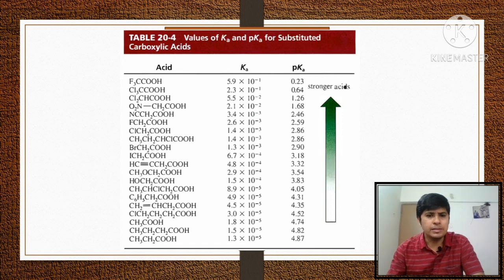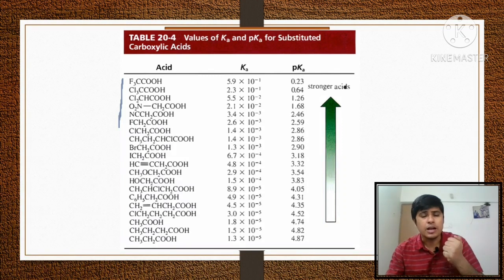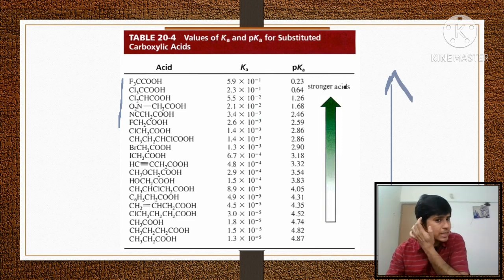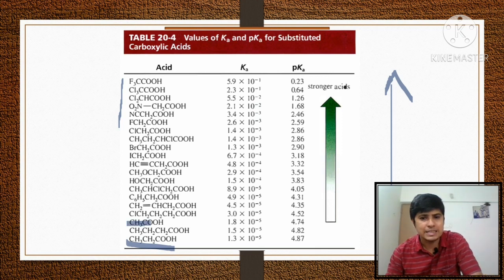Now see, when an electron withdrawing substituent is attached to a carboxylic acid group, the acidity will increase. Here this is simple propanoic acid, acetic acid, and then here it is alpha hydroxy acetic acid.